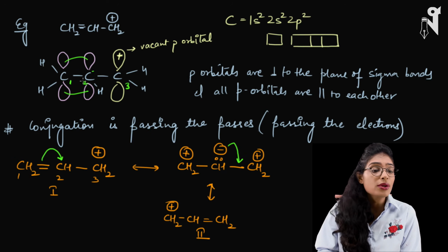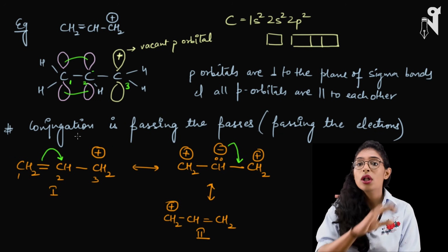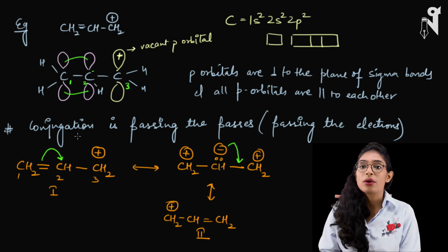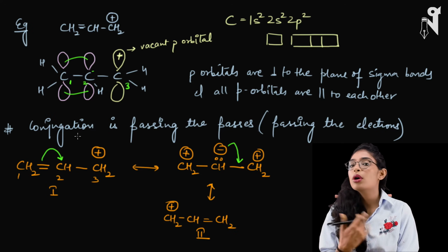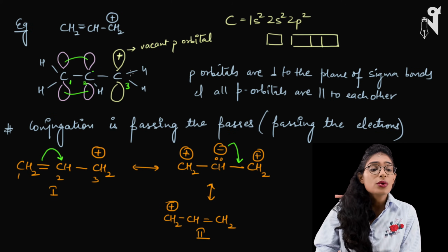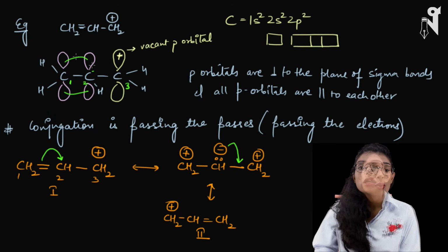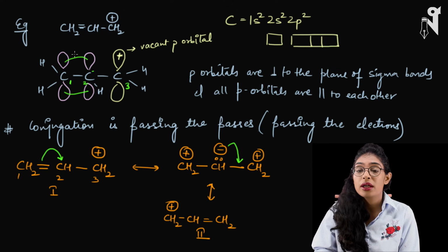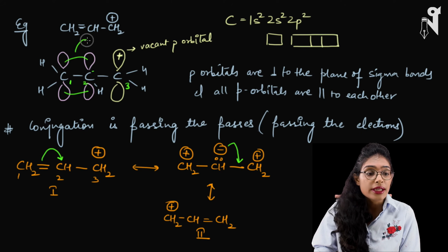But does carbon 2 have free electrons? No, all the electrons are bond pairs right now, no matter whether they are in the sigma bond or pi bond, all the electrons are involved in bonding. So to stabilize the positive charge, what exactly is going to happen? The pi bond is going to break, in such a way that the electron density will shift towards the second carbon.